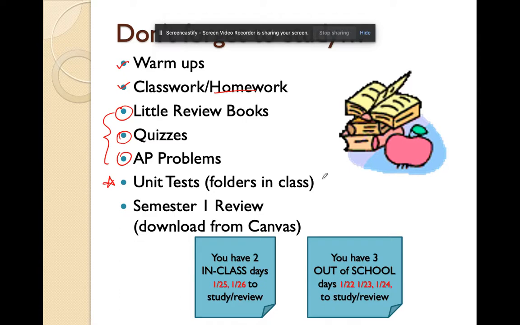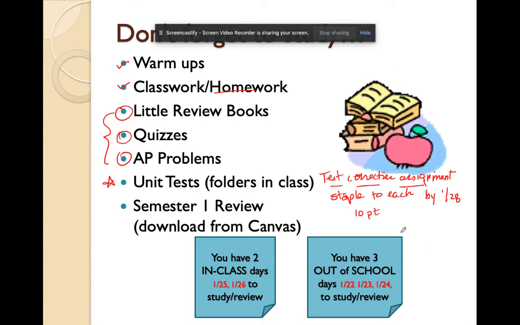We will also give you a test correction assignment where, except for the tests that we've already done test corrections on, you do test corrections for each one and staple the corrections to each test, and then you turn your folder in to your second semester teacher by Friday, the 28th. That will go in your third quarter grade as like a 10-point assignment in the 90% category. So like a 10-point quiz that you'll have starting off third quarter.